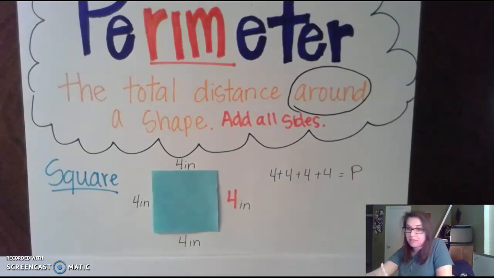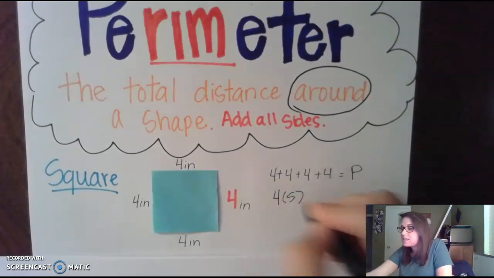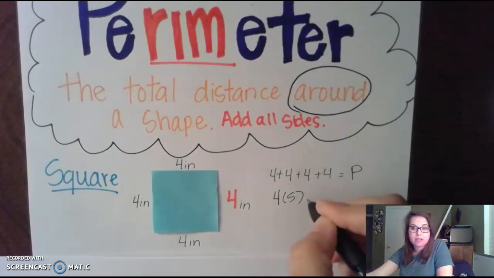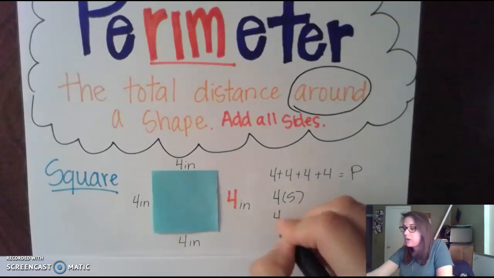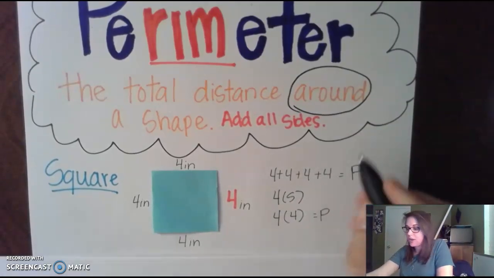Or in fourth grade, we have talked about a formula that we could use, which would be 4S, where S stands for the sides. And whenever we have something in parentheses, that means we multiply. So we could do 4 times 4, and that would also give us the perimeter. Either way works, only for a square though. This only works for squares.